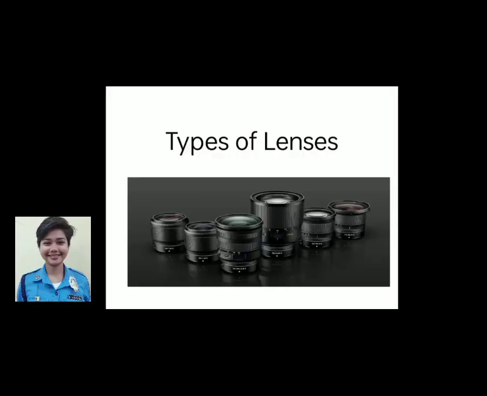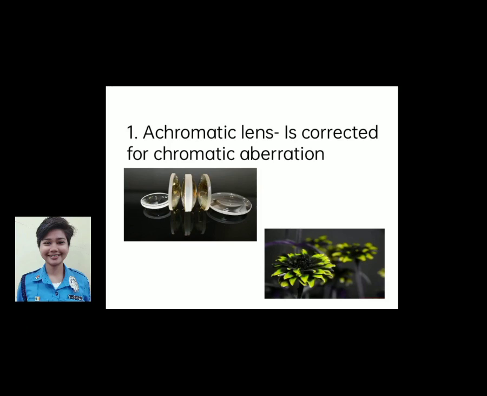Today, we will tackle the topic of lenses according to their degree of correction of these lens aberrations. First is the achromatic lens. An achromatic lens is corrected for chromatic aberrations. This lens is specially designed to control the effects of chromatic distortion or aberration.